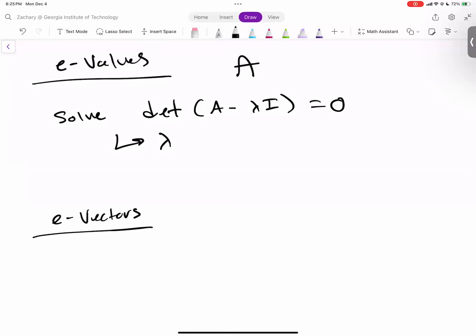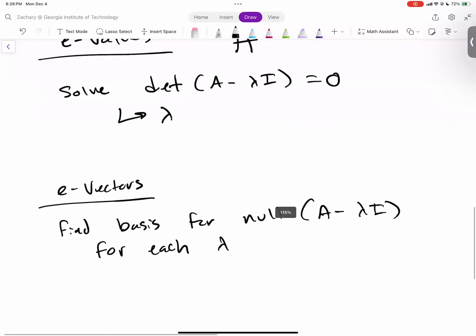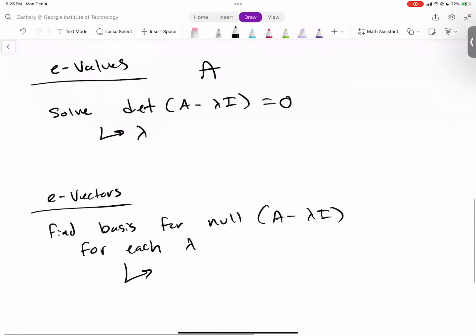So to do this, we find a basis for the null space of A minus lambda I for each lambda. And whatever this basis is, it gives you your eigenvectors. And you list them out as linearly independent sets with respect to each value.